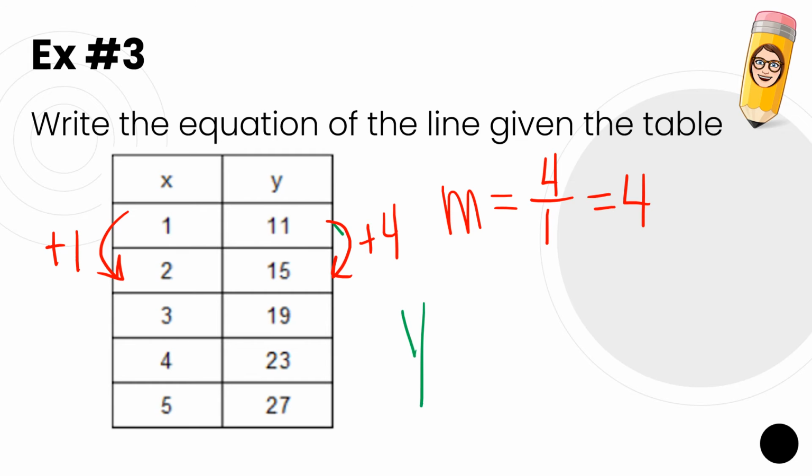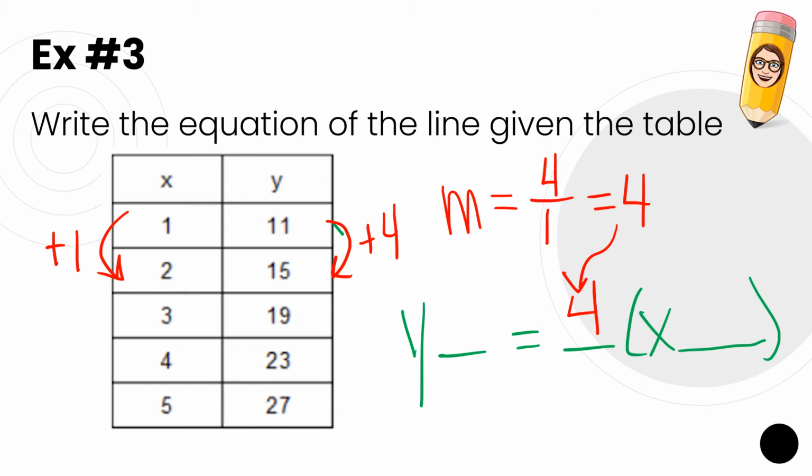Let's write our equation. This is the point-slope form equation of a line. My slope, in slope-intercept or point-slope form, is always written in front of the x. Next, I need to pick a point. I'm going to pick the first one, but you can pick any point. If my x is positive 1, I write x minus 1. If my y says positive 11, I write y minus 11.